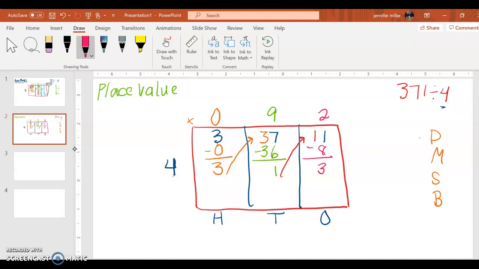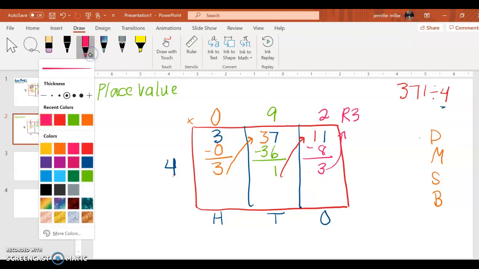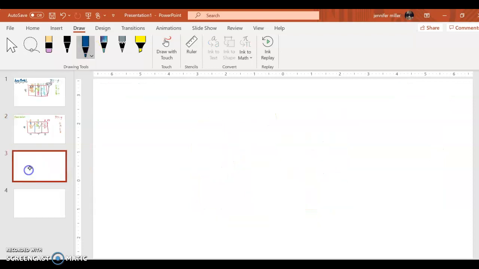And just like last time, I don't want to assume yet that the 3 is a remainder, so I need to make sure 4 cannot fit into 3 anymore, and it can't. So my answer is 92, remainder 3. Same answer as last time, just a little bit of a different use of our area model. The next one we're going to look at is a partial products model. And you should have seen this one.